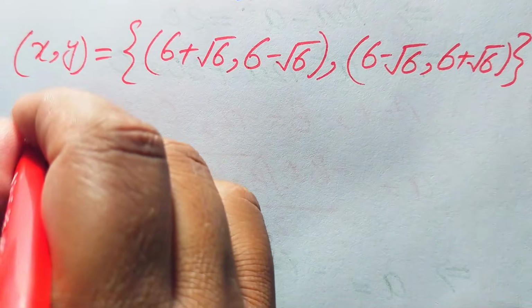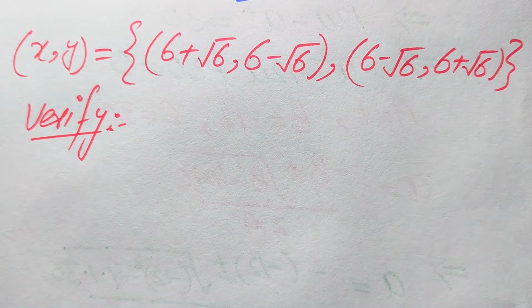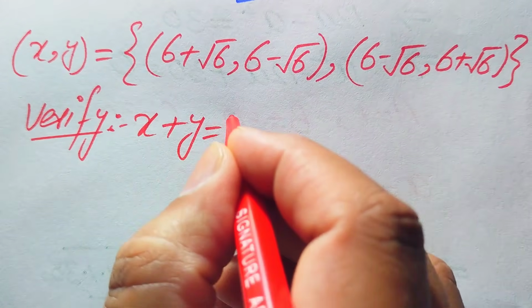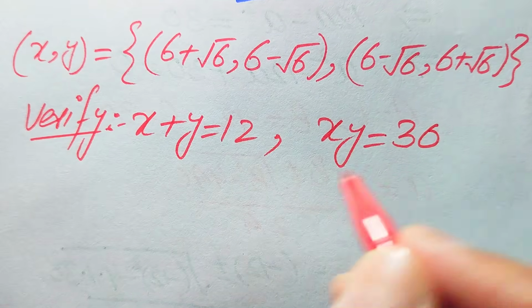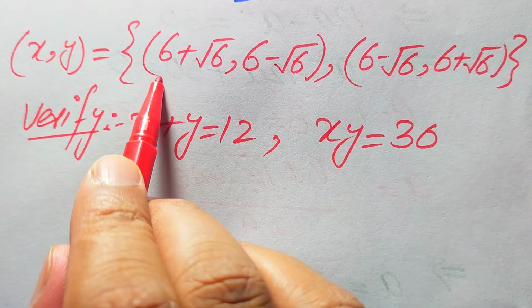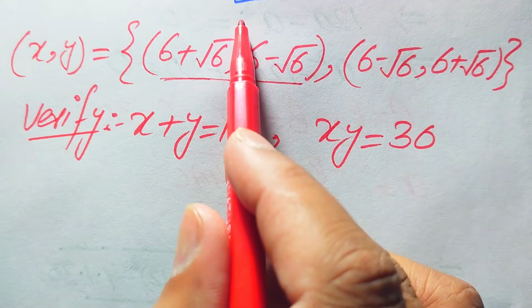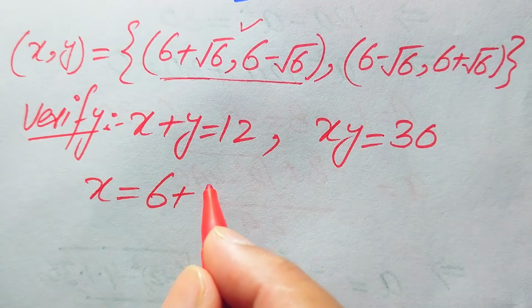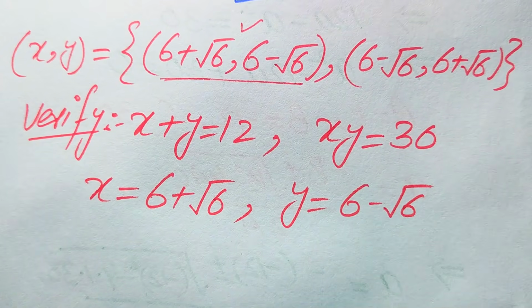Now in the next steps we need to verify whether both of these roots are solutions or extraneous roots. For verification we need to copy down the given question statement, which has two equations. The first equation is x plus y is equal to 12, and the second equation is xy is equal to 30. Here I can verify the first root, and I leave the verification of the second root to you. In the first root, the value of x is 6 plus square root of 6, and the value of y is 6 minus square root of 6.